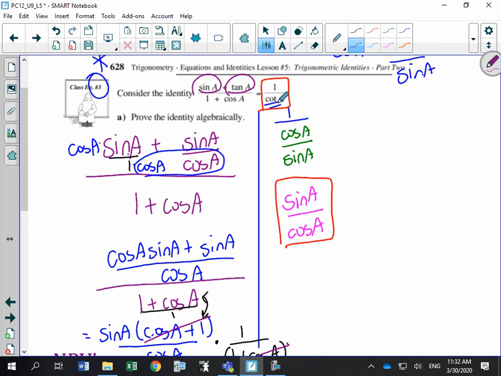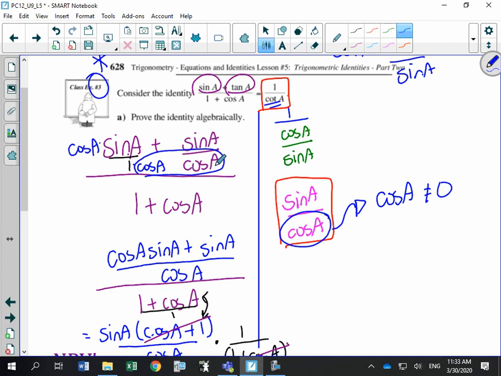So 1 over cotan of A is cos of A over sine of A, and that becomes sine of A over cos of A. Okay, so let's look at what all of our denominators are, and they can't be equal to 0. So on the right-hand side, cos of A could not be equal to 0. That's going to be, for B, one of my non-permissible values.